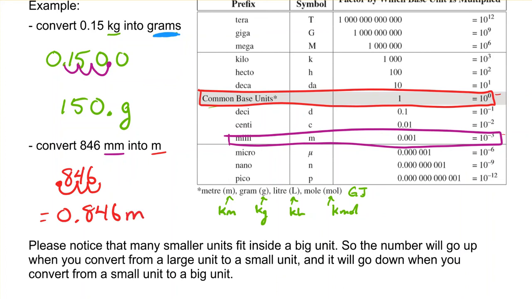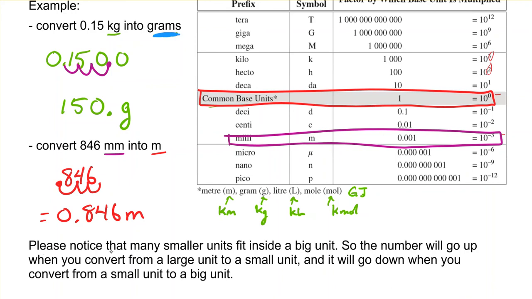And so hopefully we can all agree that 846 is a big number compared to 0.846. But if we have many small things, that could equal a small amount of big things. Hopefully that makes sense. So 846 millimeters is the same thing as 0.846 meters. So that's how we're going to use this chart. We'll just take the difference in the exponents, and that's how many times we have to move the decimal place.